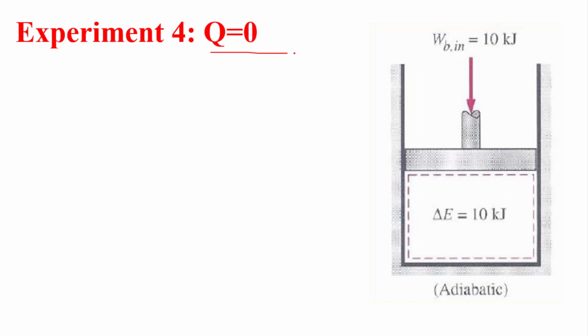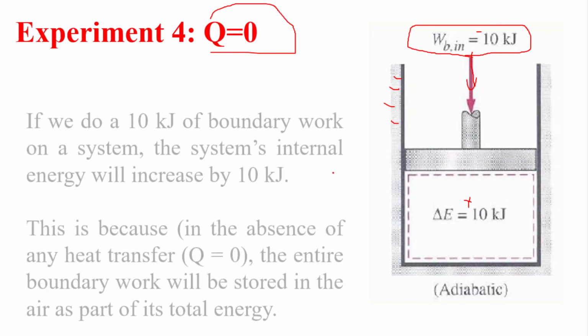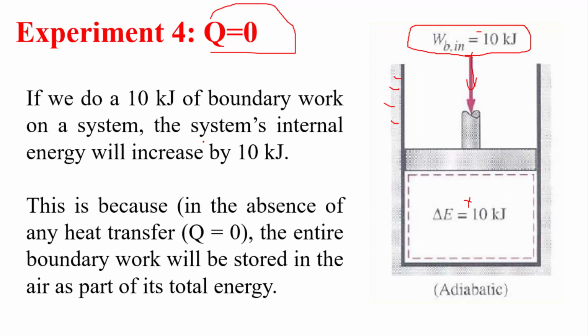Experiment 4: again we have an adiabatic system. You can notice here that this is insulated, and here we have the third type of work, which is boundary work. Work done on the system is minus, but finally this will be positive energy stored in the system. So if we do 10 kilojoules of boundary work on the system, the system will store energy, which will increase its internal energy by 10 kilojoules.